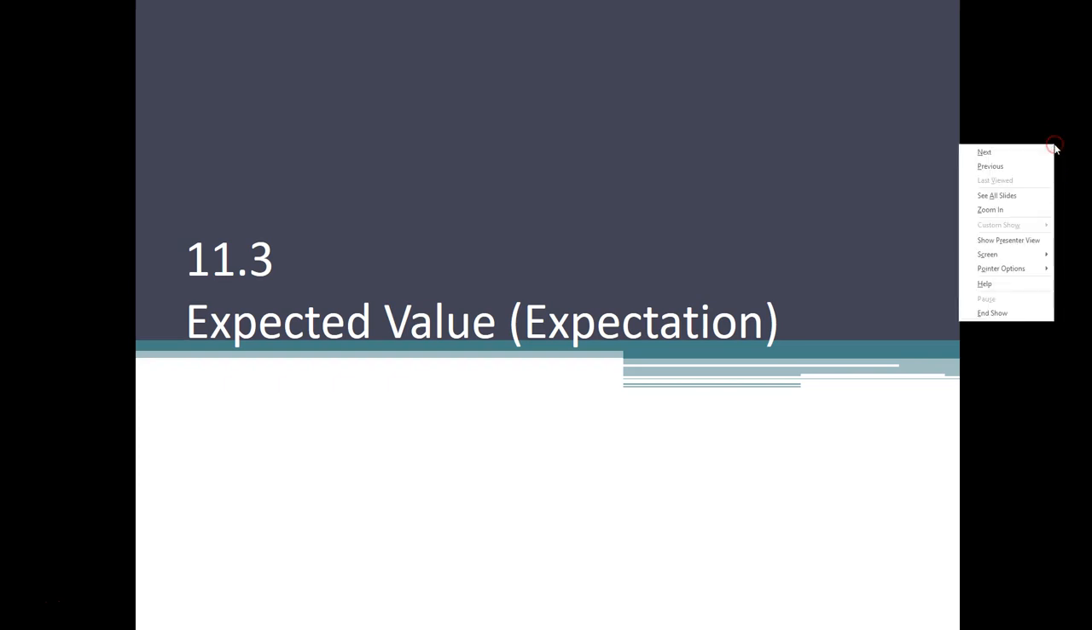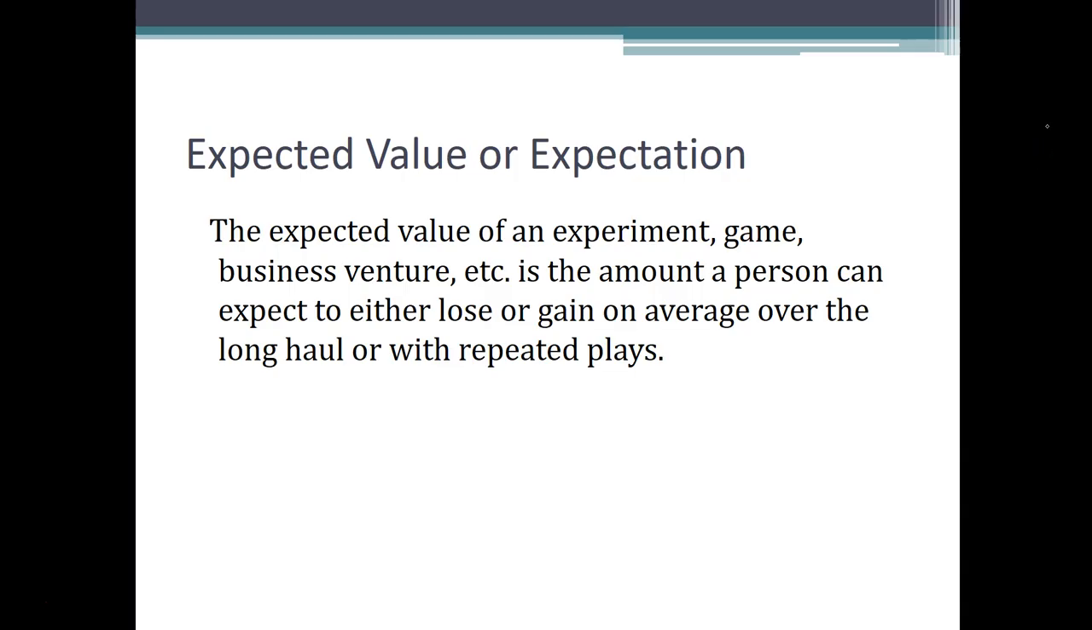Because what expected value does is it gives you the amount you can expect to lose or gain on average over the long haul. It doesn't give you enough information about a specific instance, such as what's going to happen specifically on Saturday at 1 o'clock. But what you can look at is what happens on average over lots of days or over lots of instances, and then use that average to make an intelligent decision about whether something's worth it or not.